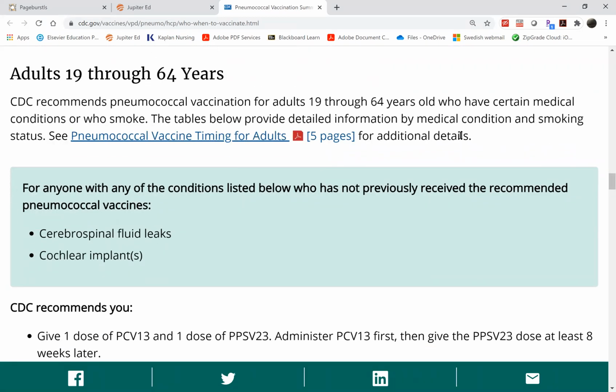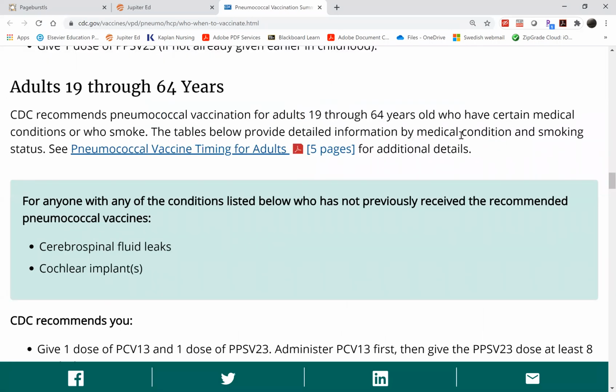I'm 45. Do I qualify for the pneumonia vaccine based on age? No, unless you have something else going on. The age requirement is 65. So based on age, no, I don't qualify.